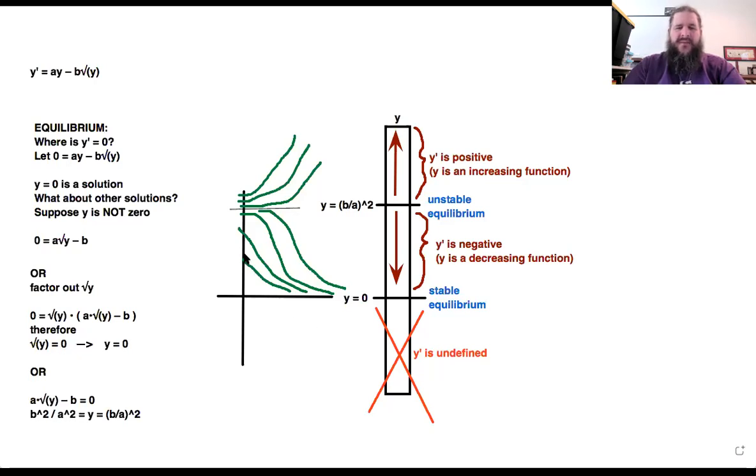Semi-stable would imply that some solutions are approaching and some solutions are diverging away. We can see that there's some solutions approaching, and since there aren't any solutions that are diverging away, I think it is safe to say that this is stable equilibrium. Any questions on that so far?